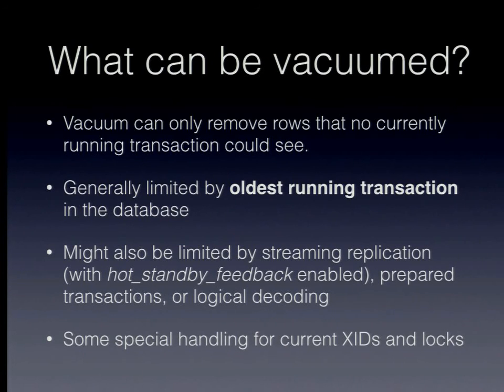Prepared transactions, these are different from prepared statements. Basically, the only reason to ever turn prepared transactions on is if you're specifically doing two-phase commit. And the big thing there is that when you prepare a transaction, that transaction has a snapshot associated with it. So that prepared transaction, again, will prevent vacuum from working.